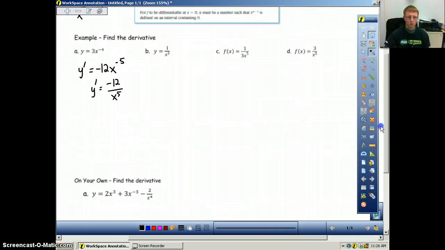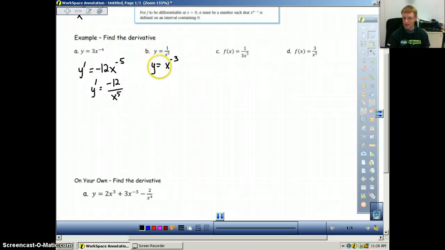So the next one is 1 over x to the 3rd. In this case, we have to first change it. Now, keep in mind, this is the biggest mistake that many of you will make. We are changing it. We are not taking the derivative yet. We are just changing it to what it's equal to. Notice this is still y equals, not y prime equals. This is y equals x to the negative 3rd. Now we will take our derivative.